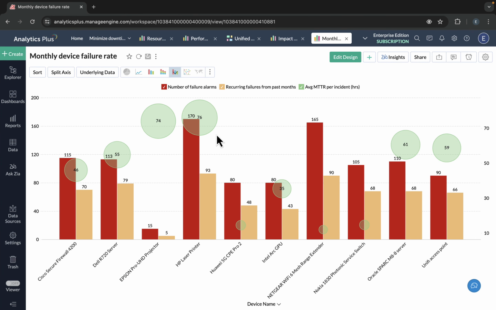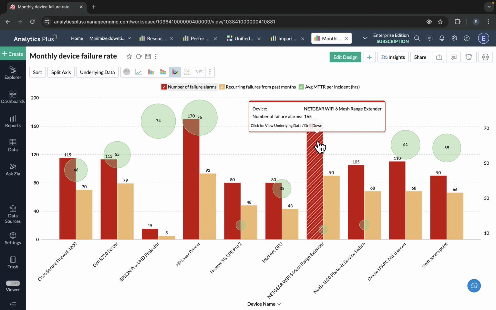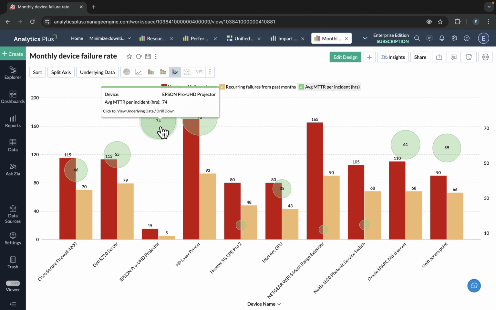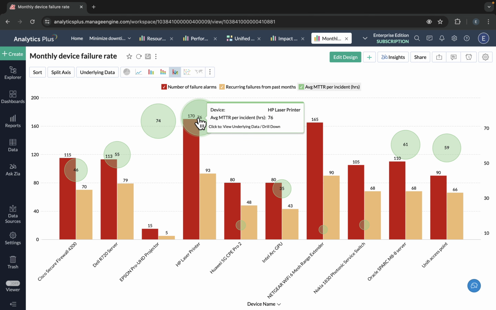This analysis shows the number of failure alarms in a given month for different devices within an organization's IT infrastructure. Devices with high failure rates are identified as potential candidates for causing frequent downtime, warranting further investigations and proactive measures. A crucial aspect of this analysis again is the mean time to repair or MTTR values, which provides insights into the time required by NOC technicians to resolve faults across individual devices.